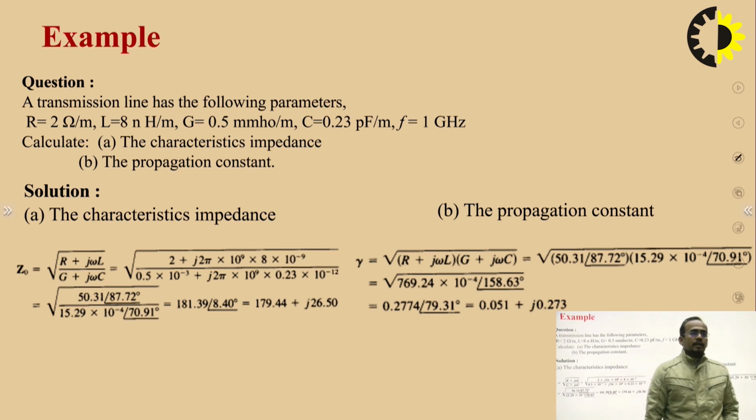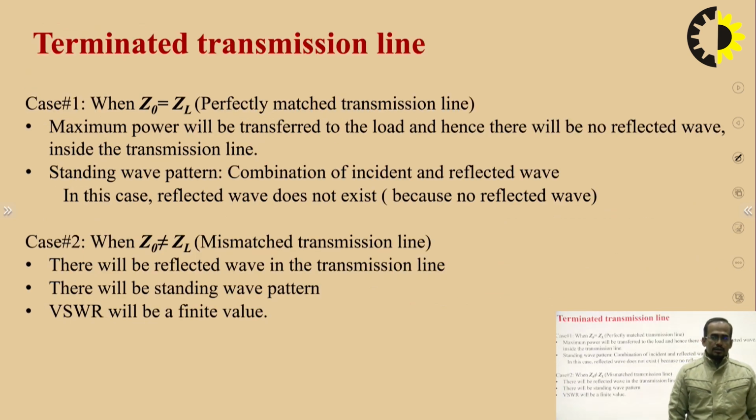So this is the numerical related to this transmission line. We can easily find the value of characteristic impedance and the propagation constant using the formula. Gamma is equal to under root R plus j omega L times G plus j omega C, and Z naught is equal to under root R plus j omega L upon G plus j omega C.